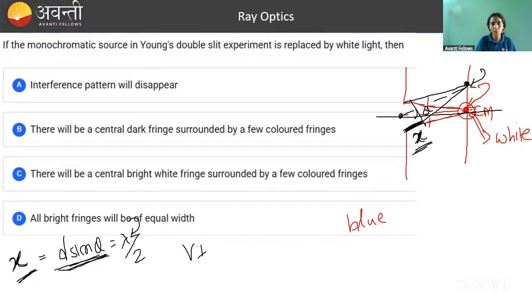So if you talk about Vibgyor, then you already know red light has the longer wavelength. And long wavelength means X will not first equate to the longer wavelength by 2. It will first get equated to what? The smallest wavelength ka value, right? So X will be first equal to lambda by 2.